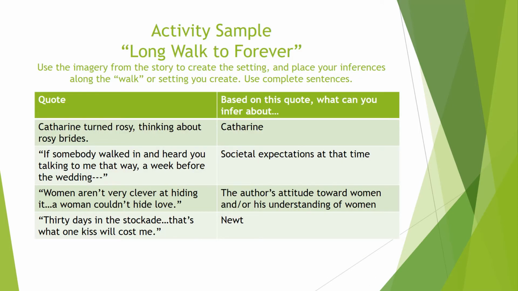Now, the activity behind this literary selection is we dissected quotes from it, and these are just a few. Use the imagery from the story to create the setting and place your inferences along the walk or setting you create. Use complete sentences. So we dissected quotes from this literary selection, such as Catherine turned rosy thinking about rosy brides. So based upon this quote, what can you infer about Catherine?